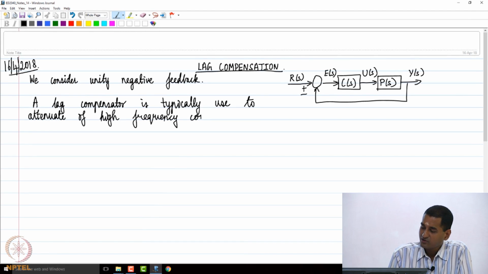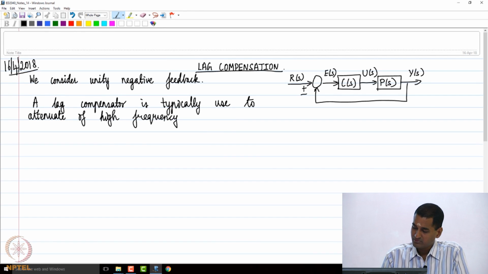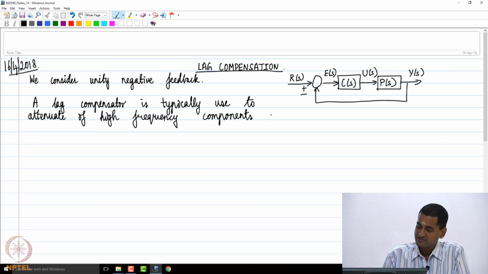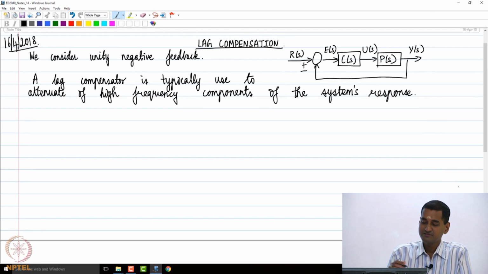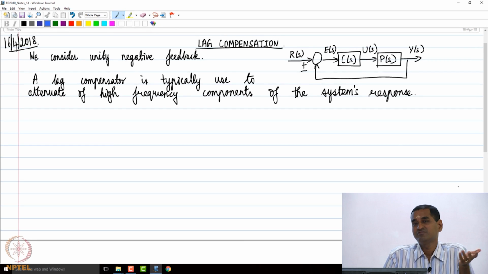That is the role of a lag compensator. So, what it essentially does is that it reduces or attenuates the high frequency components of the system's response. As the name indicates, it introduces a phase lag, but by and large when you use a lag compensator, we are not unduly worried about the phase margins.